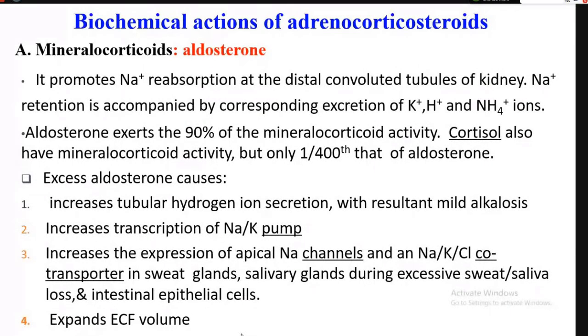Now there is a syndrome called Conn syndrome, where there is an adenoma of the adrenal gland secreting mineralocorticoid.